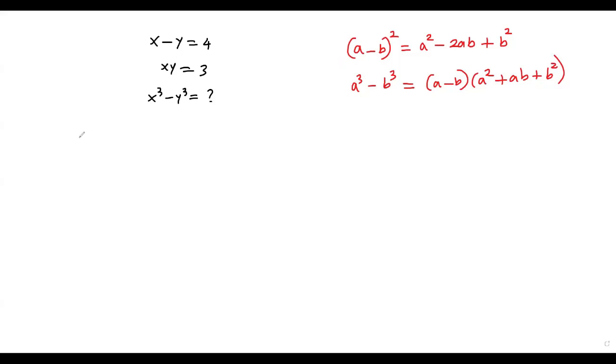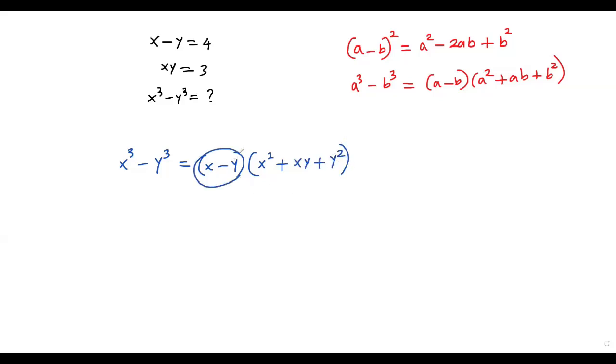Now my aim is to get the value of x cube minus y cube. This is exactly in the form of a cube minus b cube. For a cube minus b cube, we can write (a minus b) times (a square plus ab plus b square). So we have to write the same expression here, but instead of a, we write x, and instead of b, we write y, because we have x cube minus y cube. So for a minus b, I write x minus y. For a square, we write x square. For ab, we write xy. For b square, we write y square.